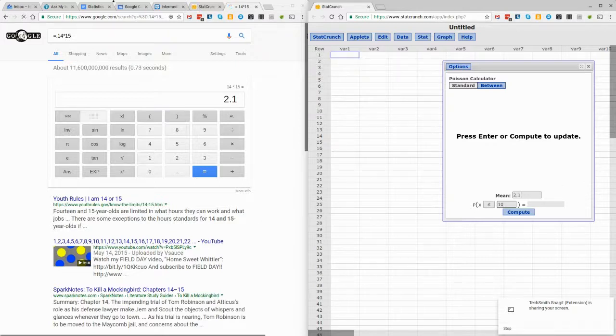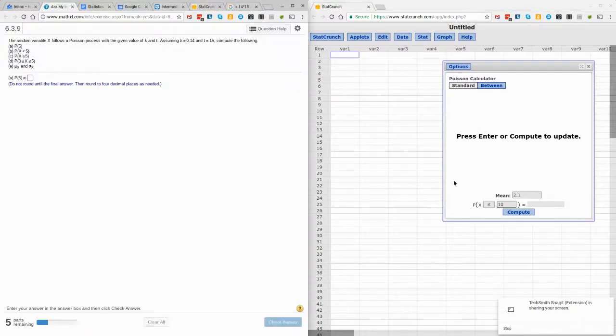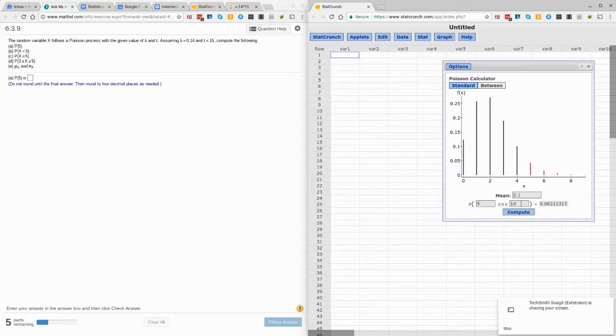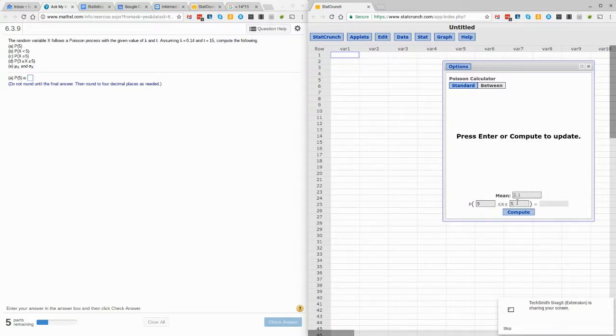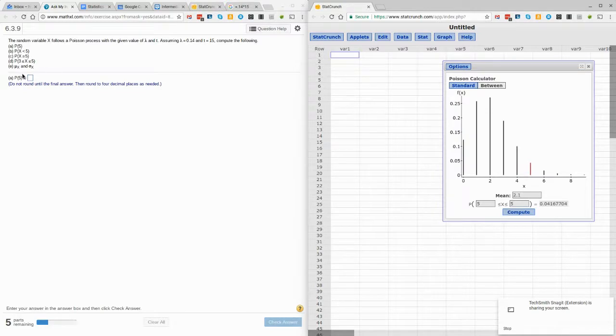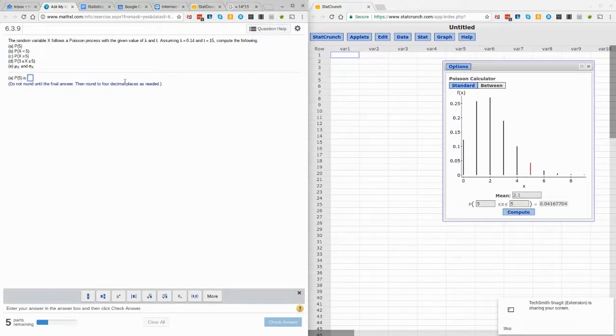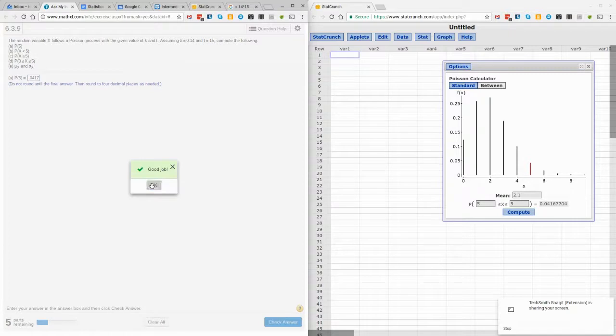Okay. And then we just want to do what's the probability that it's exactly 5. It actually helps to do the in-between for exactly 5, because then we can put 5 and 5 here and compute. And we get 0.0416. We're supposed to round to the 4 decimal places as needed, so 0.0417, right? If I round up that 6 to a 7. And let's check that.